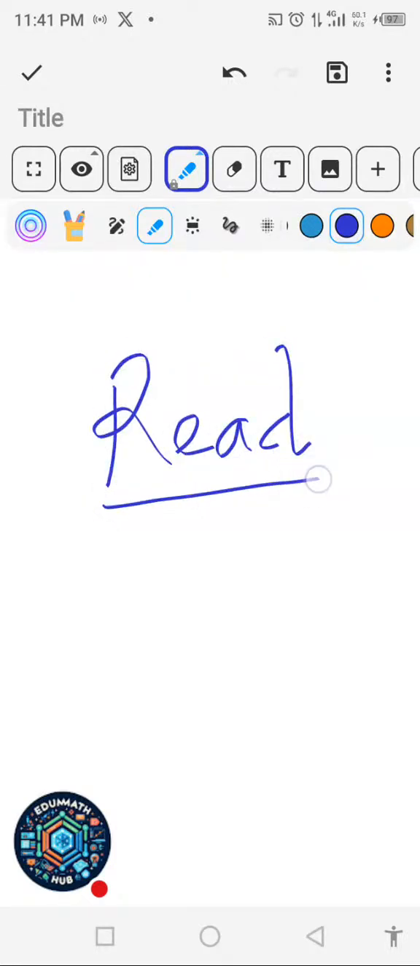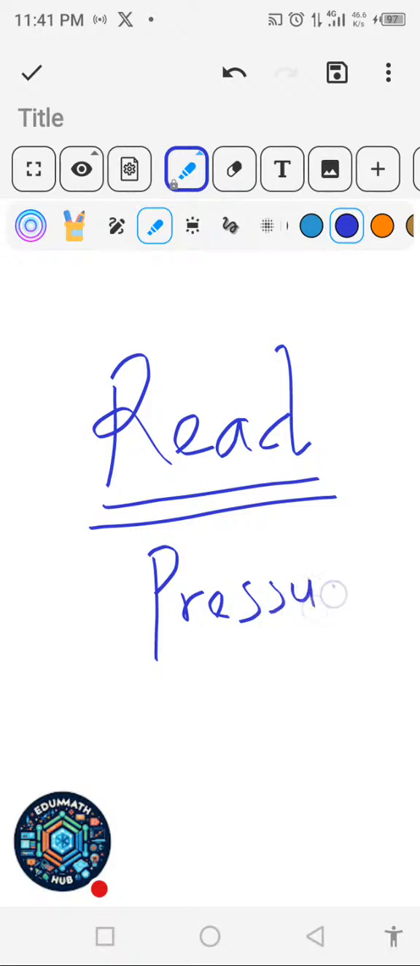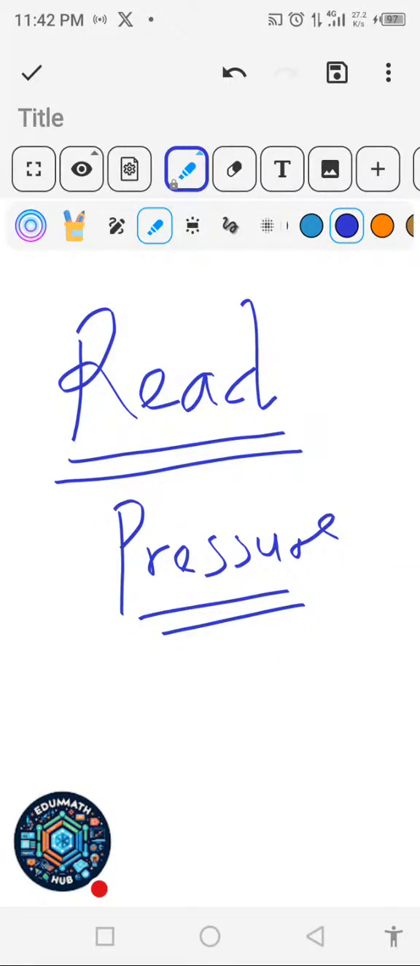Now, the first thing you want to take note of is that whenever you read a particular chapter, you must do something after you finish reading that chapter. Take for example, you're reading pressure. As you're reading pressure, don't just assume that you know it. Don't assume that you've known that topic. The best way to confirm if you actually know a topic that you just finished reading is to take a test on that topic.